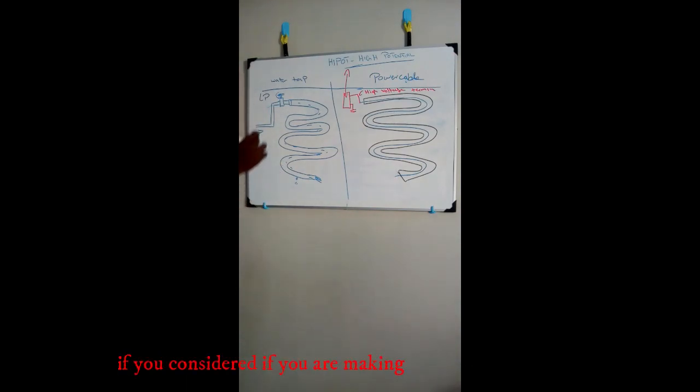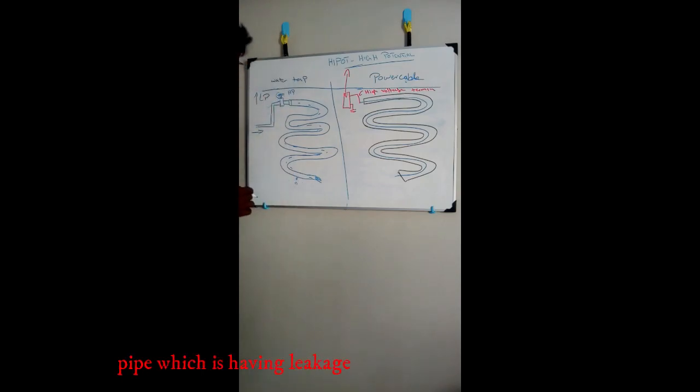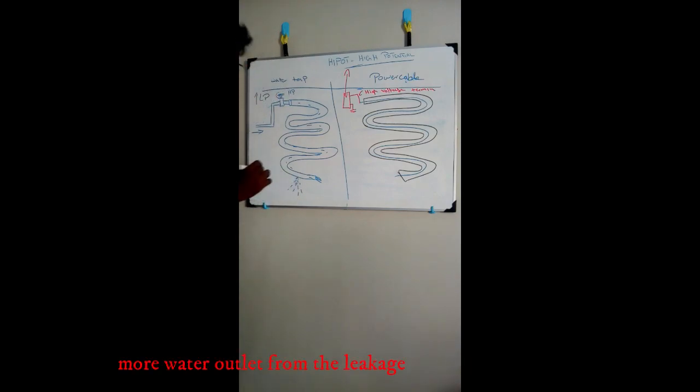If you increase the pressure to very high, then the hose which has a leakage will start to let more water out from the leakage. This can be seen visibly.